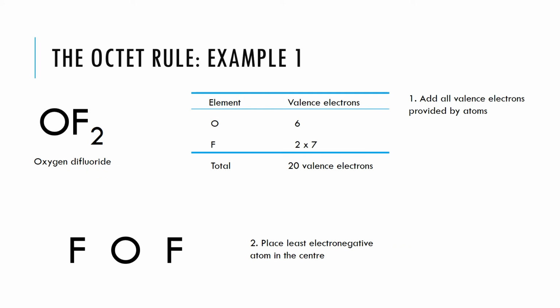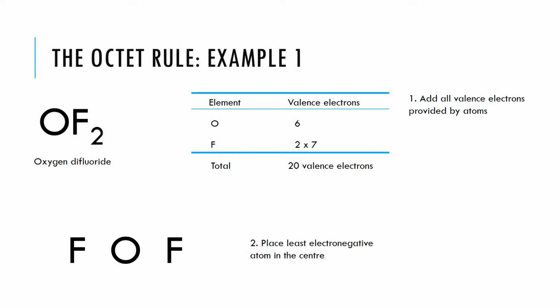Okay, so the first example then is oxygen difluoride, OF2. So we know the first step we've got to do is add all of the valence electrons provided by the atoms in our system. Oxygen brings 6 valence electrons, fluorine brings 7, there are 2 of them. So that brings us up to 20 valence electrons.